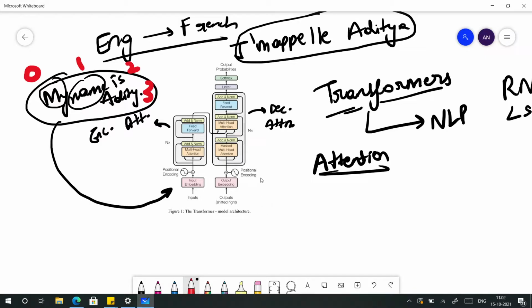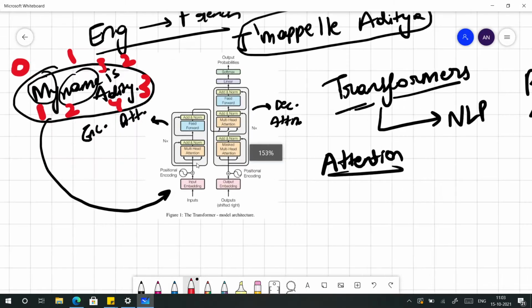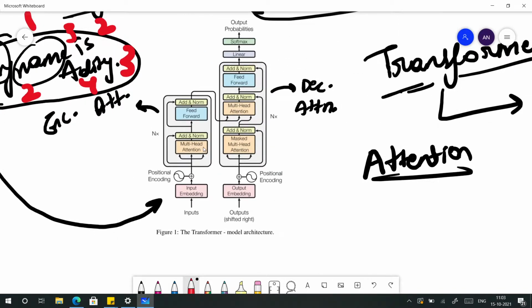For the input embedding, the input embedding generally will be in real numbers. And after that I'm going to give position encoding to each word, just to say this is going to go first, this is going to go second, this is going to go third, and this is going to go fourth as the input. After that it is going to go to the multi-head attention layer, which is the game changer in transformers.